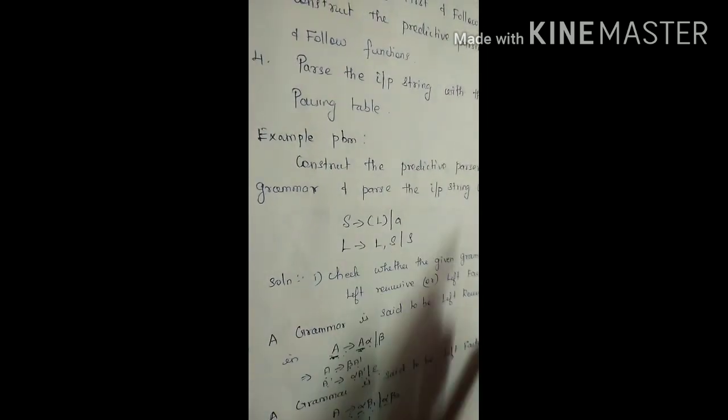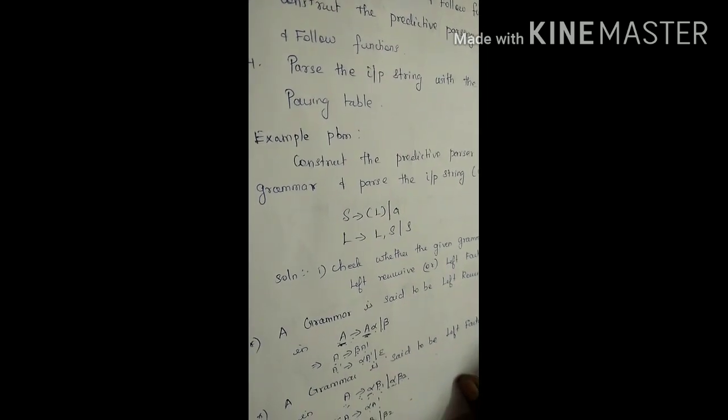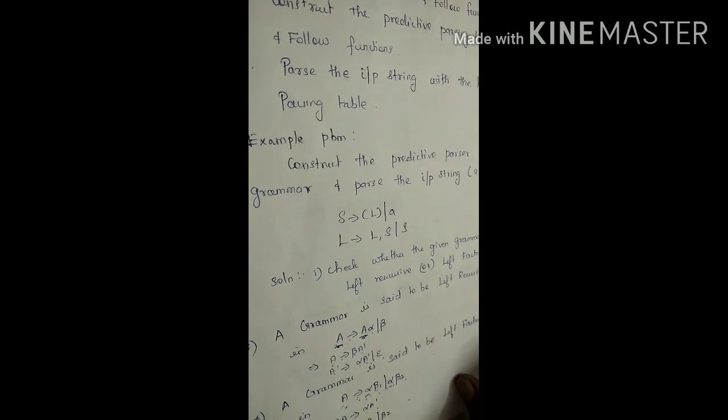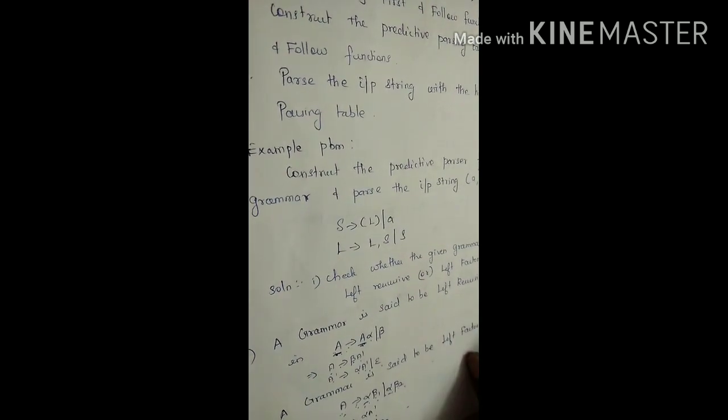Consider the given grammar. In the given grammar, S tends to open bracket L close bracket bar A, which is in the normal form. So there is no need to eliminate left recursion and left factoring in the first production. But consider the second production. The second production is L tends to L comma S bar S.